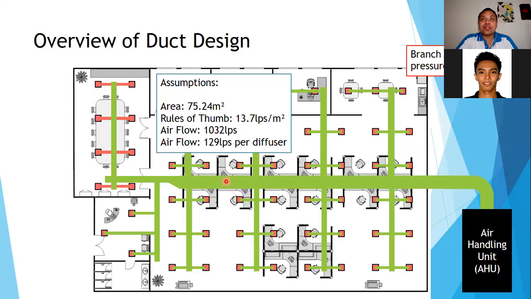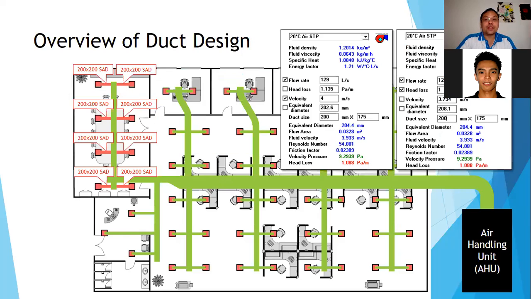But for the pressure drop method, it doesn't matter which type of duct or which location of duct. Everything is sized at 1 Pascal per meter, a constant pressure drop. So at the branch duct, 1 Pascal per meter, there. This is our previous calculation at 4 meters per second. You would see they're similar. 200 by 200 also gives me 200 by 200. So that's one good result. The 4 meters per second coincides with 1 Pascal per meter.